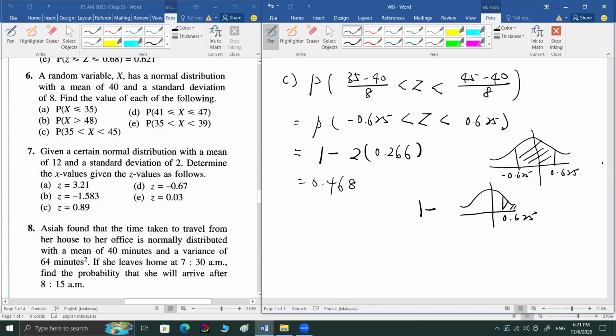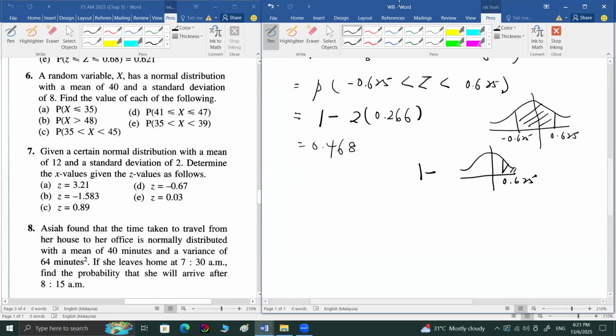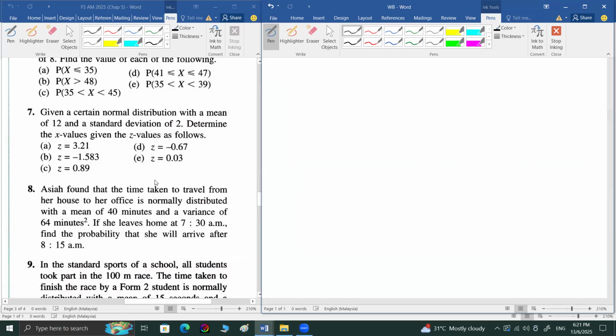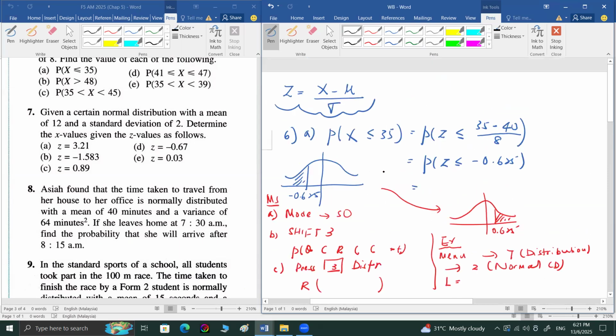Now we go to question 7. Given a certain normal distribution with a mean and standard deviation given, you're asked to determine the X value when given the Z value. Remember the formula? From the beginning I explained this formula to you. From this formula, it's quite easy for this.